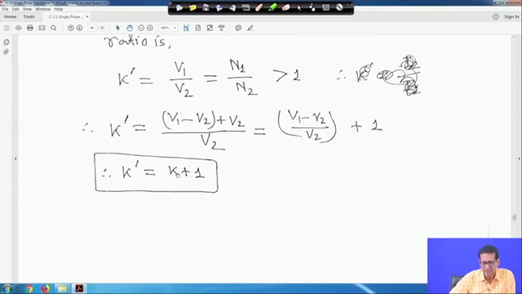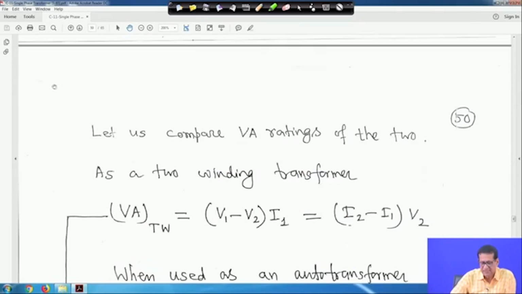So, K dash is equal to K plus K1. This is the relationship between the auto transformer turns ratio and the two winding transformer ratio, the way we have considered it, right. Now, let us compare the volt ampere rating of the two, right.